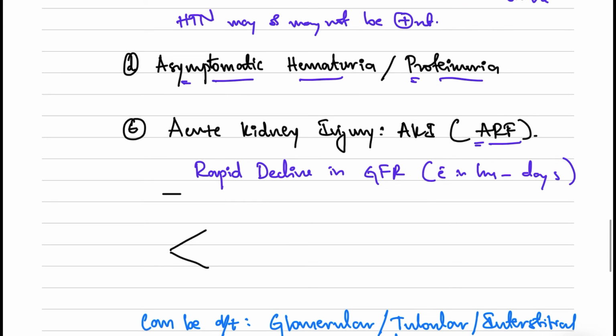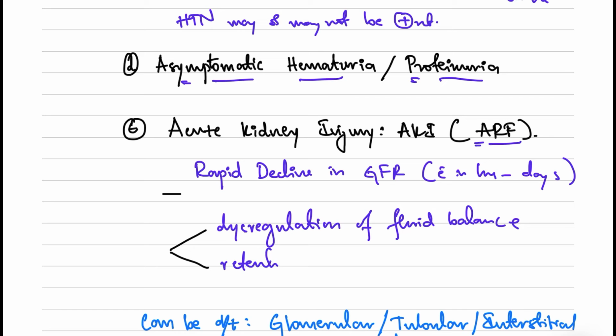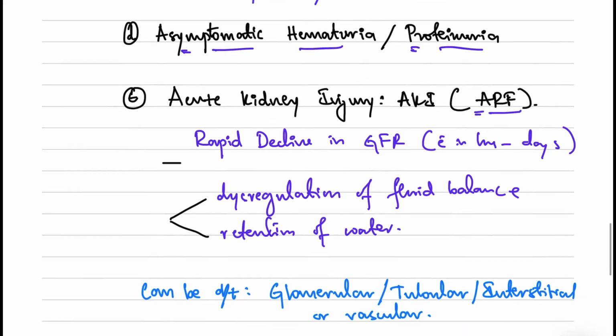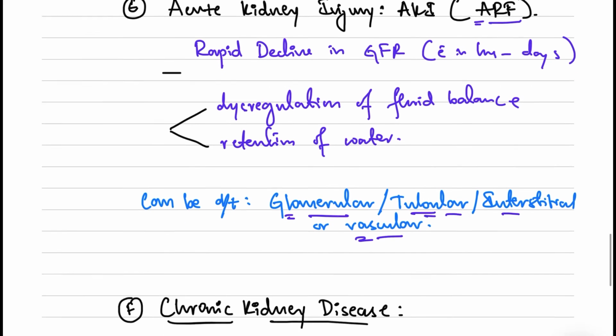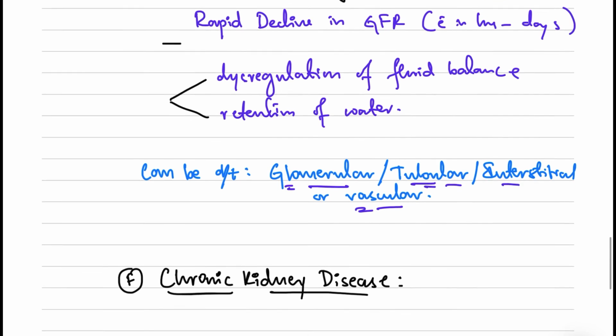So what happens in acute kidney injury, AKI, is there is dysregulation of the fluid balance. Fluid balance is lost, and it also leads to retention of water because the GFR is grossly reduced. So this acute kidney injury can be due to glomerular disease, or it can be due to tubular, interstitial, or vascular disease. Any of these can be affected and might directly result in acute kidney injury.